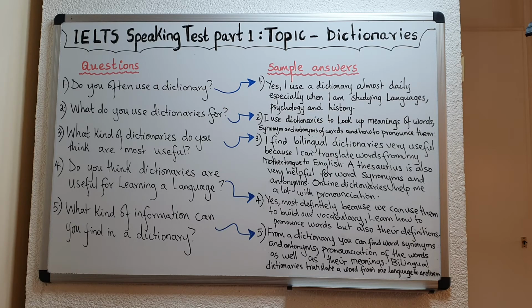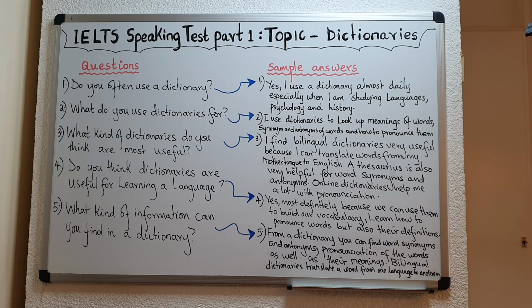After that, you need to provide reasons to justify your answer. You need to provide reasons to back up your answer. And the reasons should always be 2 to 3. Yes, most definitely, because we can use them to build our vocabulary, that is 1. Learn how to pronounce words, that is 2. But also their definitions. Now, even though I have one sentence there, it is a complex sentence.